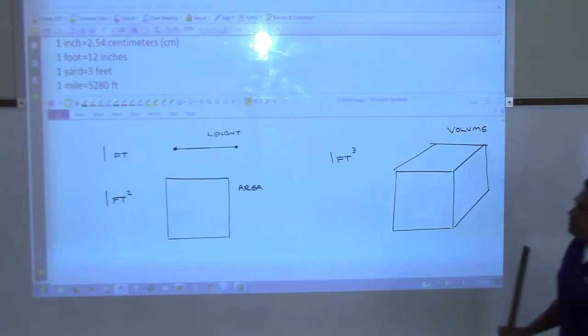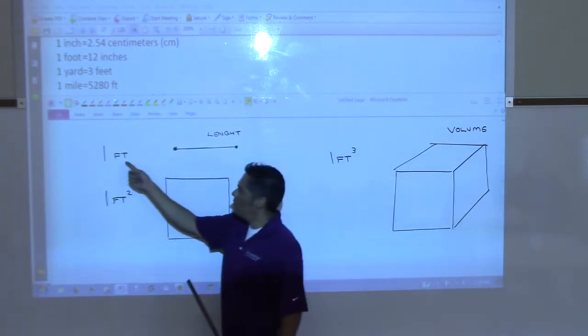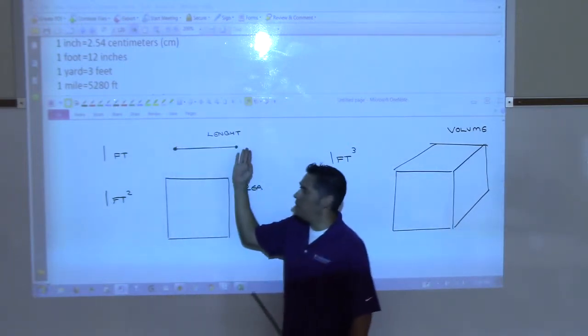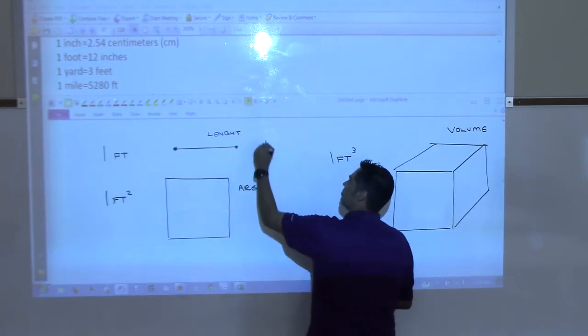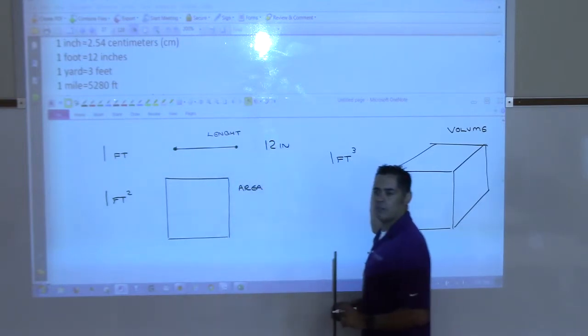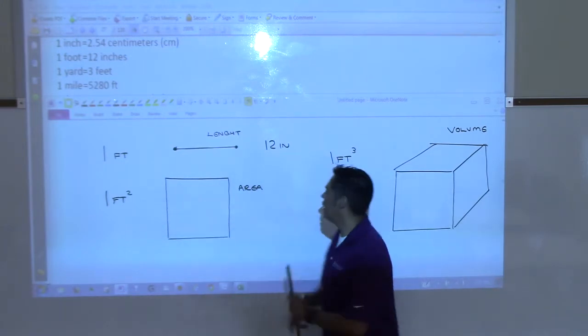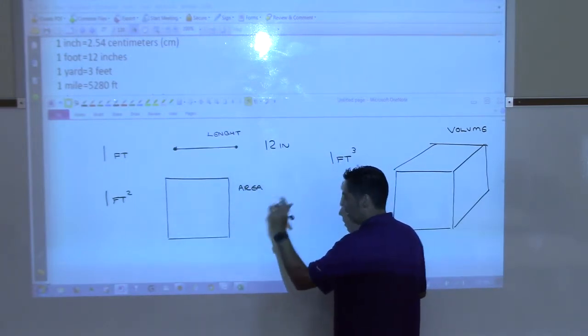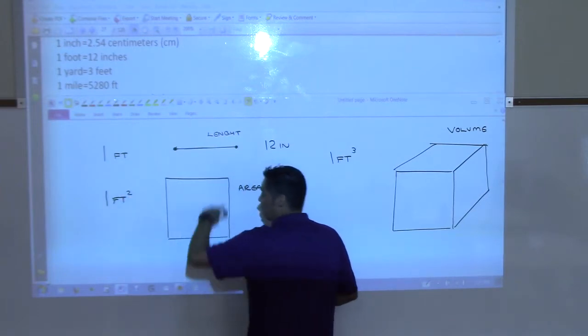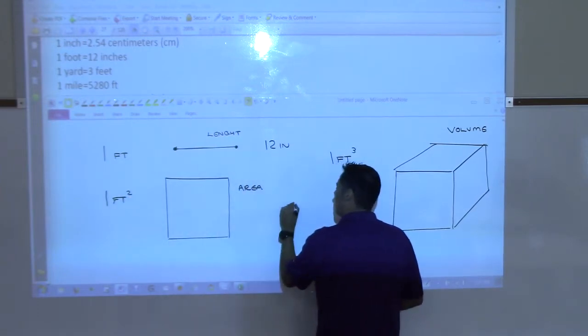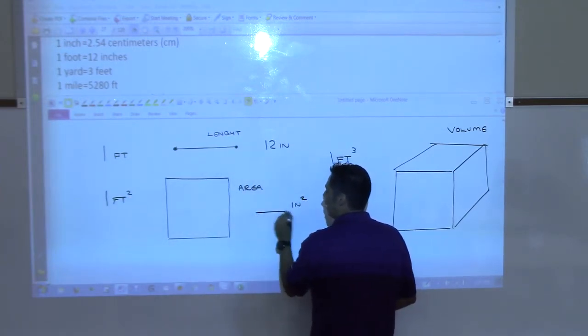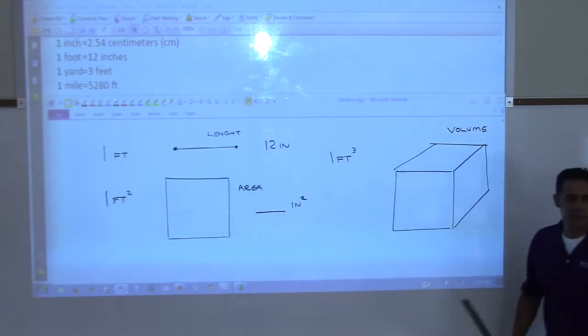If I have 1 foot, how many inches are in 1 foot? 12 inches. Agreed? Now if I have 1 square foot of area, then how many square inches of area do I have? So it's not 12. No, it's not 12.